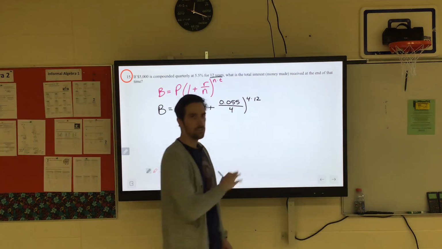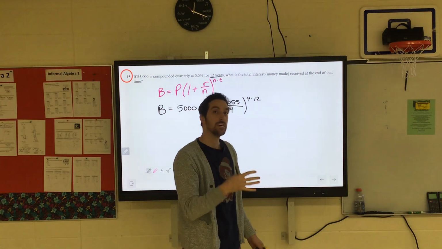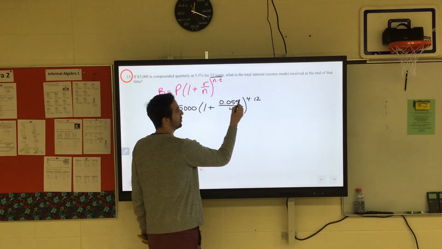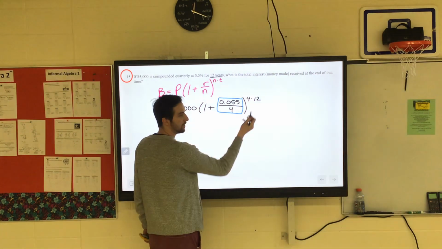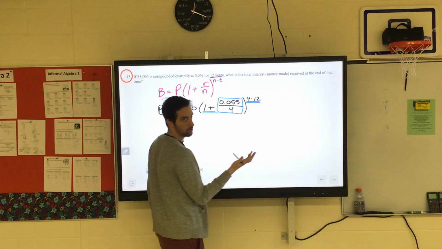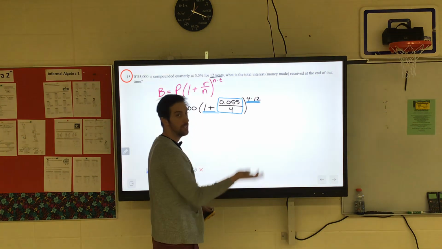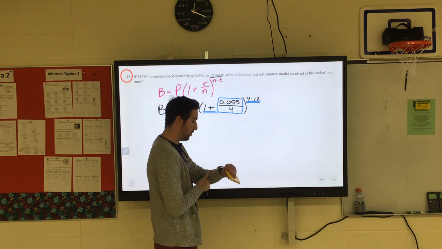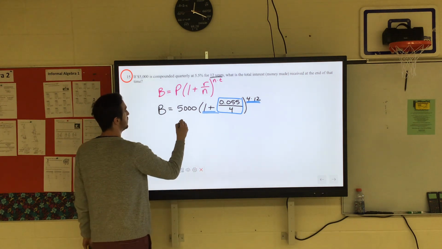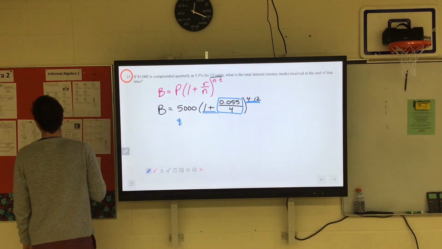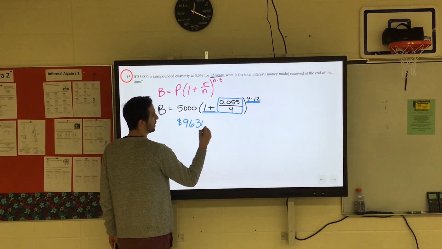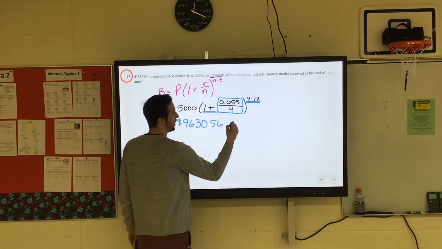Many calculators, you can just put this in, it does it for you. If not, you would want to do division first. Whatever that decimal is, add 1 to it. Whatever that is, take it to the 48th power, that's 4 times 12. You'll get a real sloppy decimal, and then you'd multiply by 5,000 at the end. But my calculator does it, and I bet yours does too. It comes out to a balance of 9630.56. That's their balance.